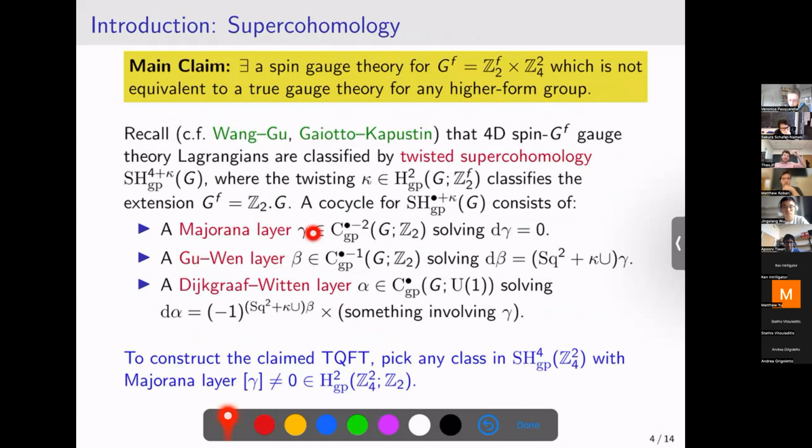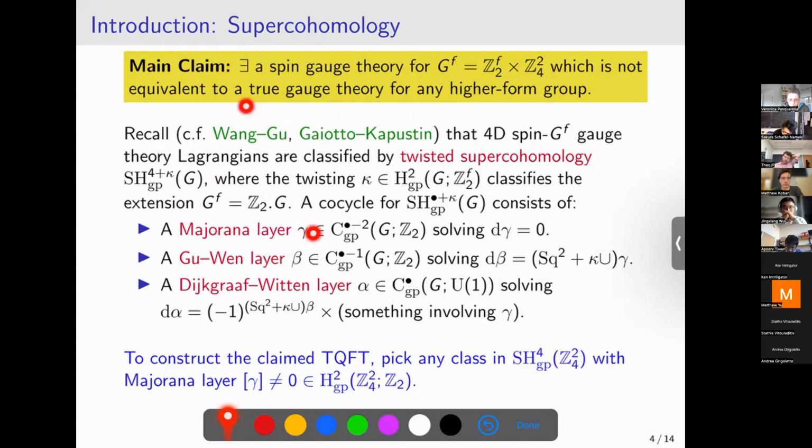Okay, so I want to tell you a little bit about how to classify spin gauge theories, and a lot of the talk will go into some detail about this type of classification. A nice place to read about this is a paper by Gaiotto and Kapustin that studies this problem. They didn't quite say that this is what they were doing, but this is what they were doing.